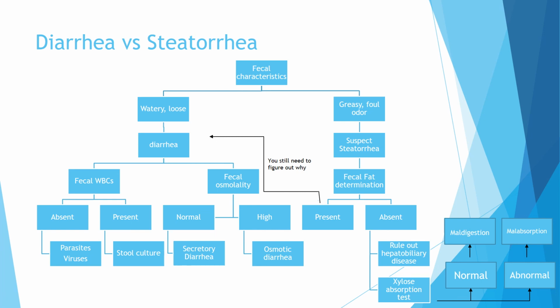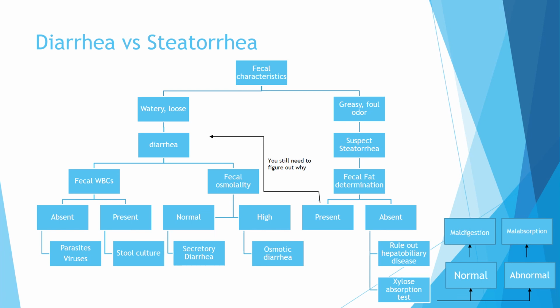And when you do that, you do a fecal fat determination. If it is present, you still need to figure out why that's there. You still have a place to go. But if it's absent, there are still a couple other steps that you need to take. You have to eliminate the role of the liver or the pancreas in the production of this greasy, foul stool.